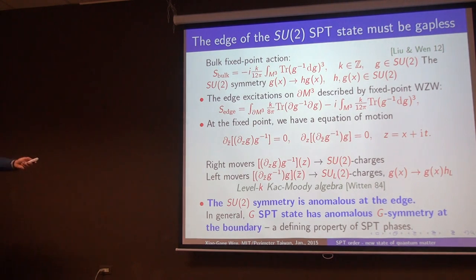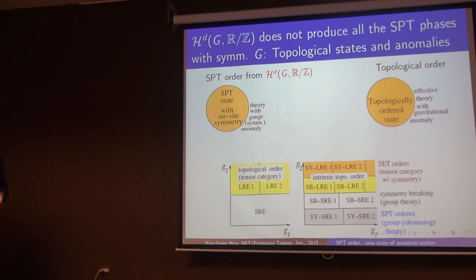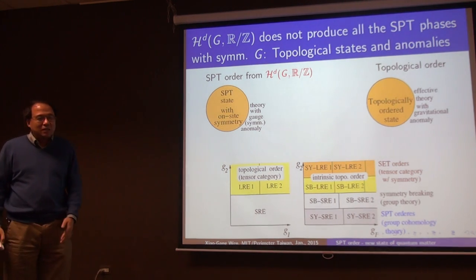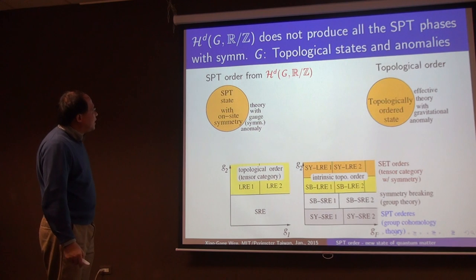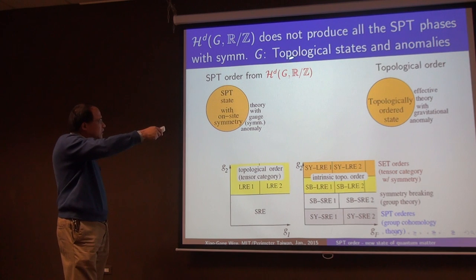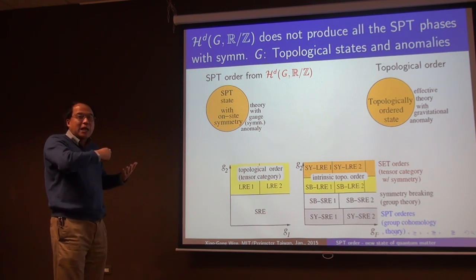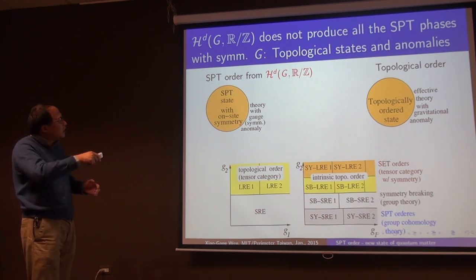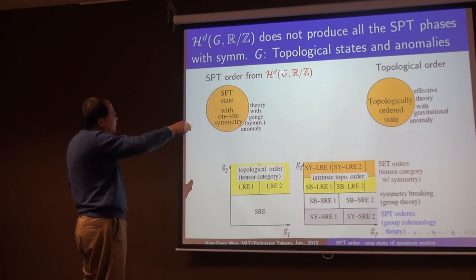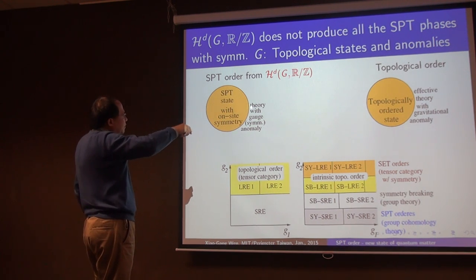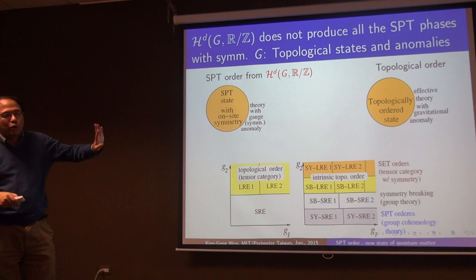Okay, then using this understanding of SPT anomaly, we can address the issue of the so-called beyond group cohomology SPT. So the picture is the following. We have these SPT states described by the group cocycle. And using this SU2 example, we see that the edge theory actually has a gauge anomaly or symmetry anomaly. So the symmetry of the SPT phase, after gauging, becomes a gauge field, and this gauge theory has an anomaly at the boundary. Okay, so that's the correspondence.